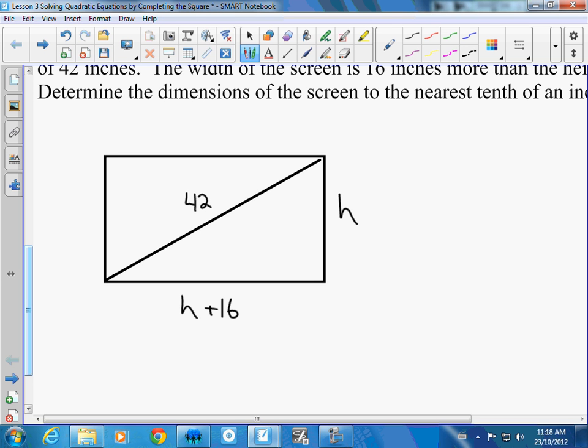Okay, now, is this a right angle triangle? Can I put a little box in this corner? It is. Most times you look at a TV, they're hopefully not slanted. If you're buying a TV that has a slant to it, it's probably not a good TV.